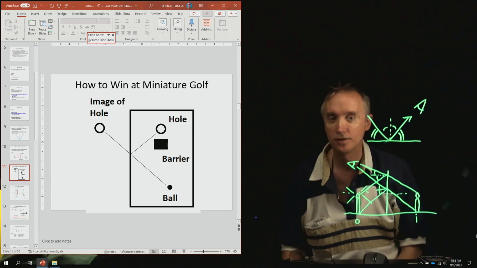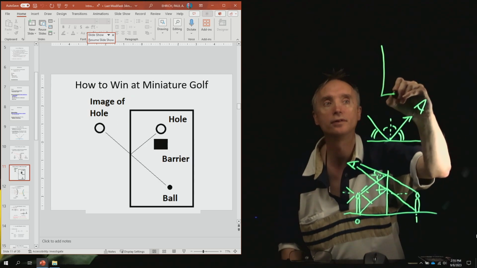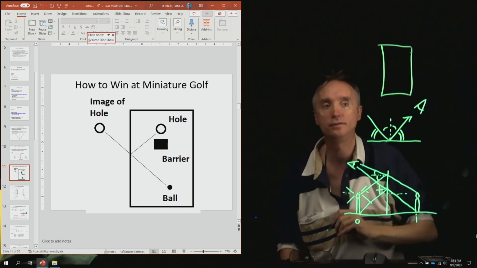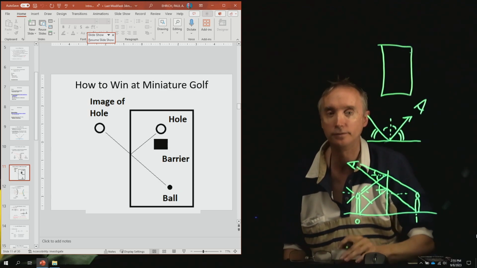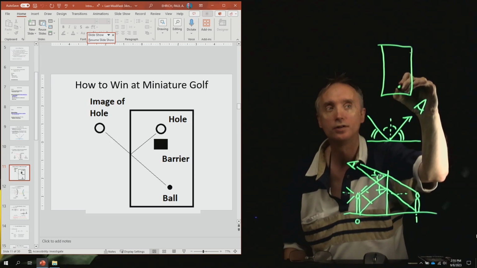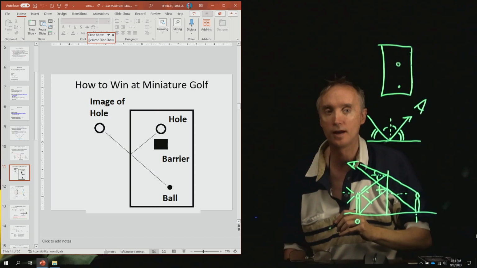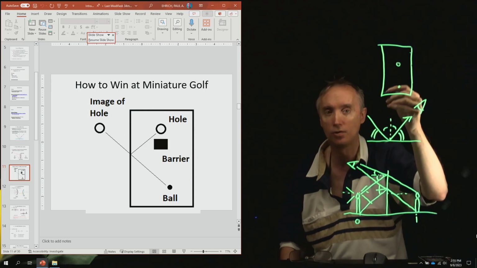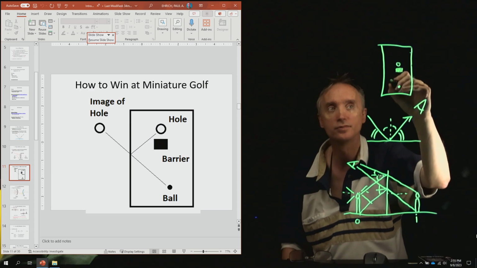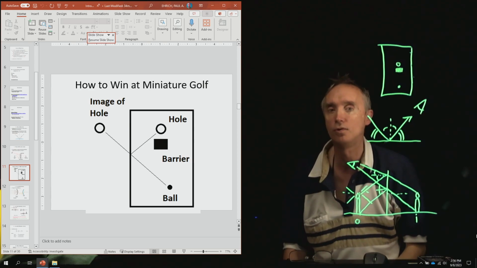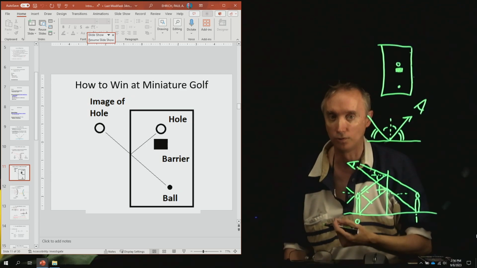Miniature golf. So in miniature golf, okay, so let me draw here. So here is the hole that you're playing. Here is the ball. You're trying to get it to go into a hole. What could be simpler than that? Just hit the ball to the hole. Well, the problem though is that there's a barrier right here. So you can't hit it directly into the hole. You're going to have to reflect it into the hole.